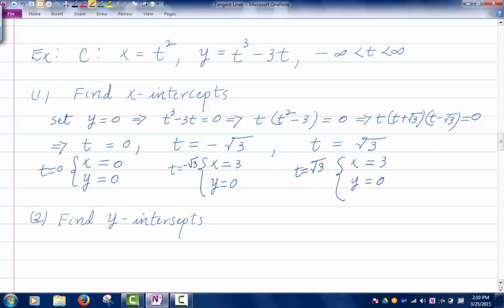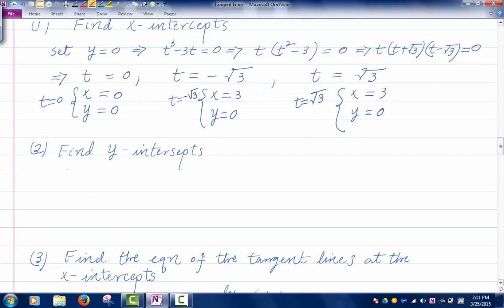So if you think of the curve as the path of a moving object, we are basically saying the moving object is tracing the point 3, 0 twice, once at t equals negative root 3, another time at t equals positive root 3. And of course you have the other intercept 0, 0, that's the origin. Okay, now let's look at y-intercepts. Y-intercept would mean that I said what?